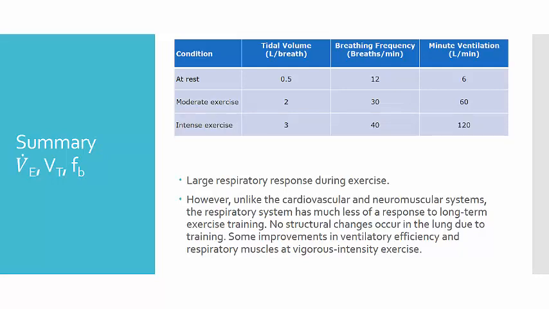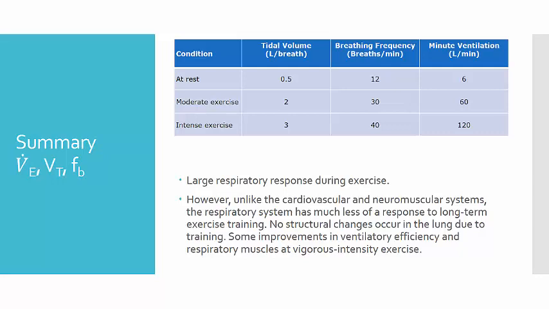Let's take it one step further. During intense exercise, the tidal volume can go up to 3 liters per breath, breathing frequency of 40 breaths per minute. And now you see a minute ventilation is up to 120 liters a minute. That's 20 times the resting condition. So we have a large respiratory response during exercise.